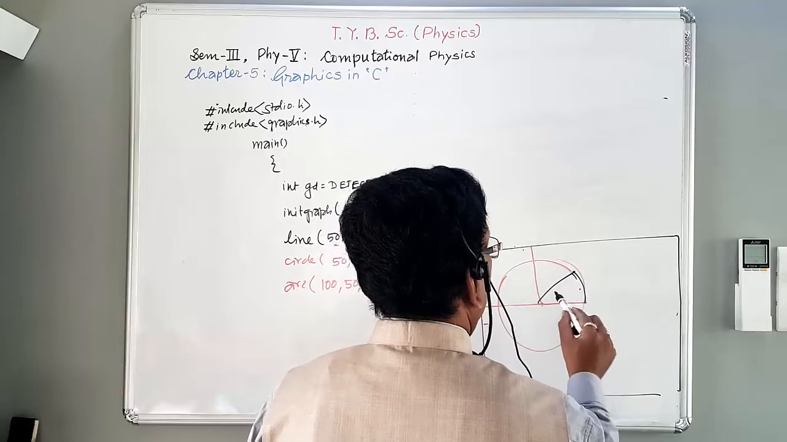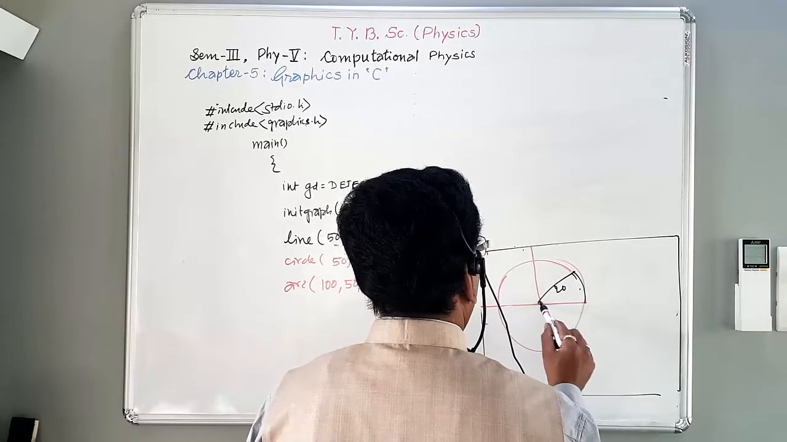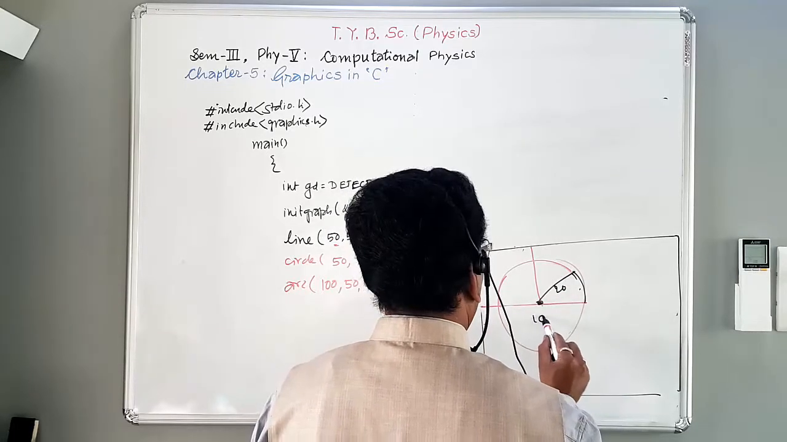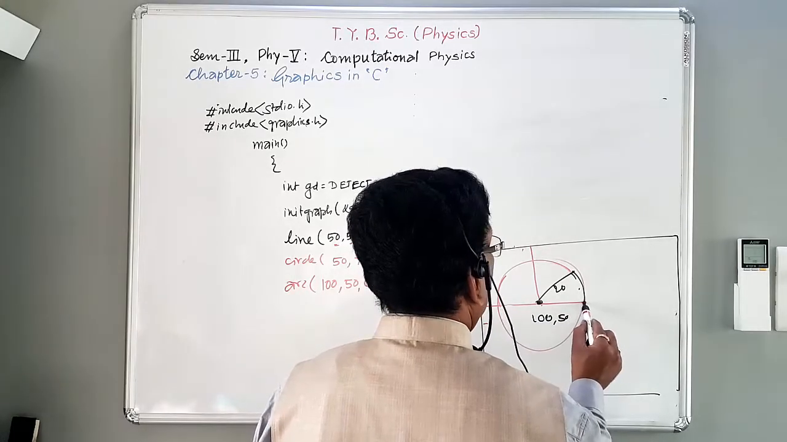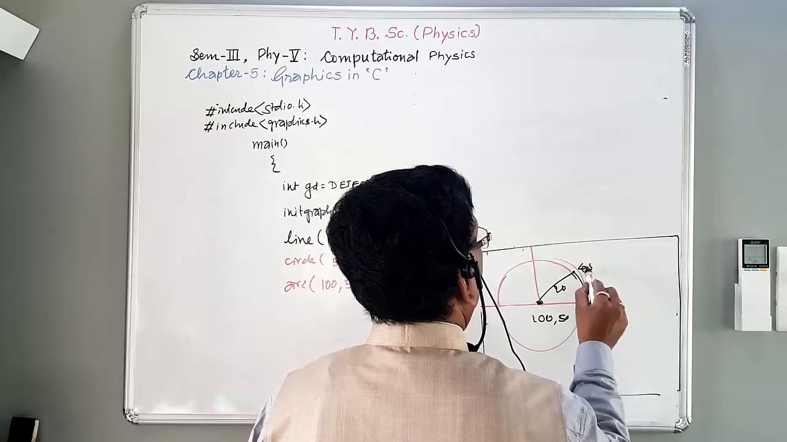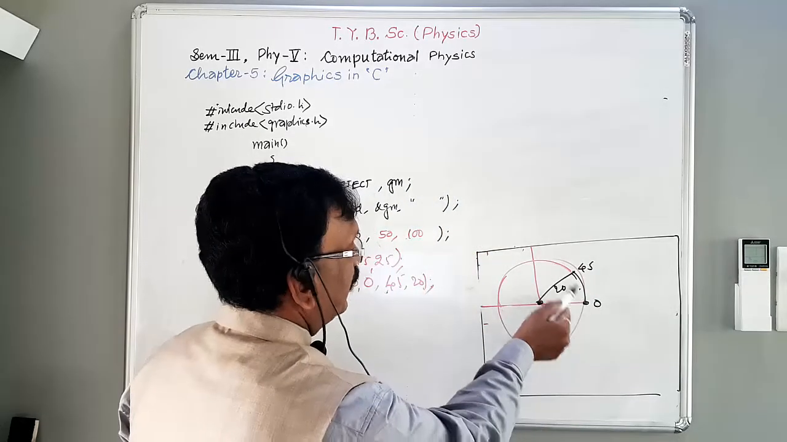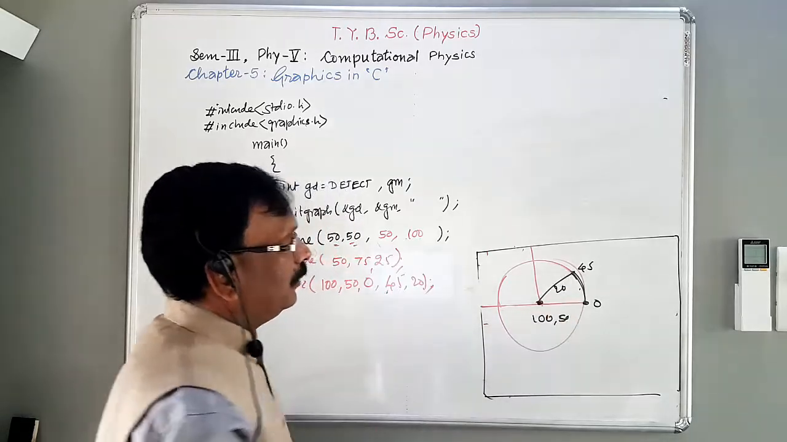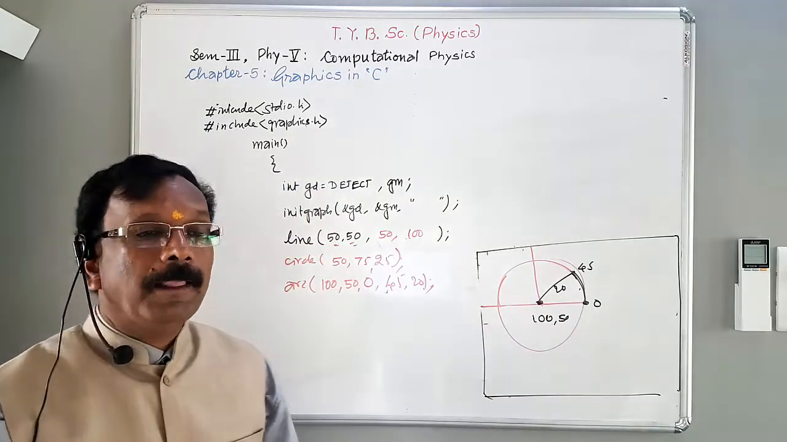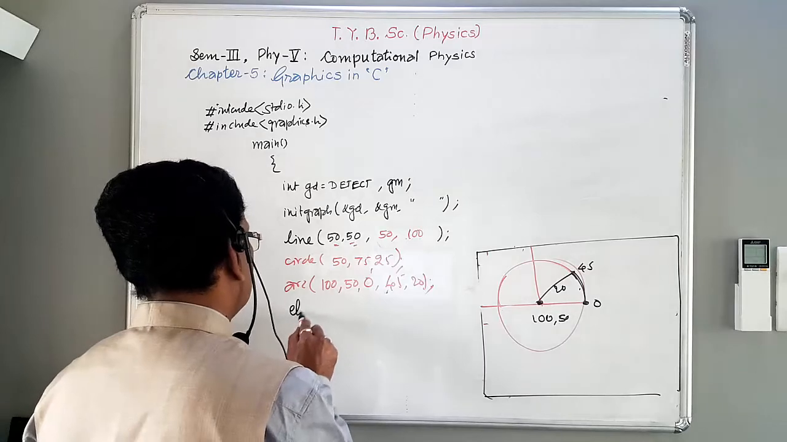This is the arc whose radius is 20, and the center of the circle is at 100, 50. This arc starts from here at 0 and ends at 45. In this way, after the execution of this, the arc on the screen will look like this. Then ellipse.